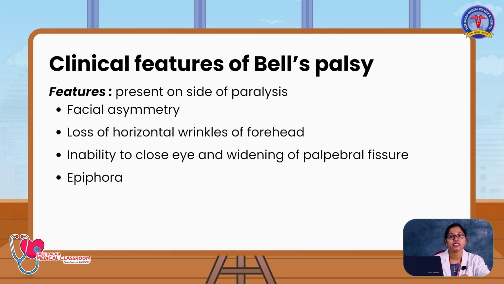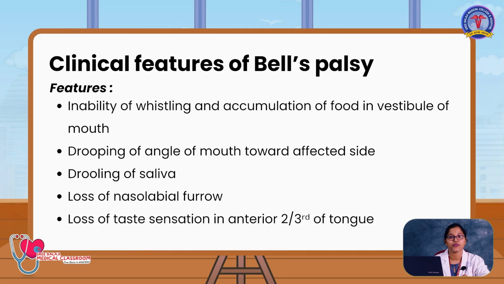So the clinical features present on the side of paralysis are the facial asymmetry, loss of horizontal wrinkles of forehead, inability to close the eye and widening of the palpebral fissure, epiphora, inability of whistling and accumulation of food in the vestibule of mouth, drooping of angle of mouth towards the affected side and drooling of saliva, loss of nasolabial furrow, loss of taste sensation in the anterior two-thirds of the tongue.